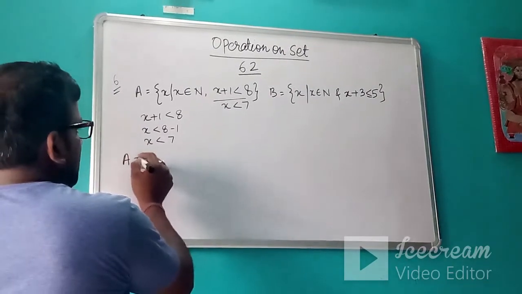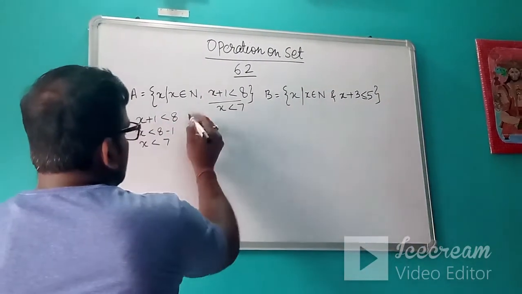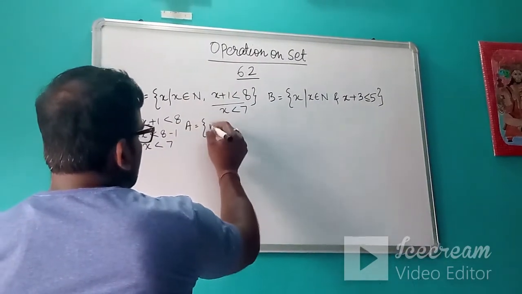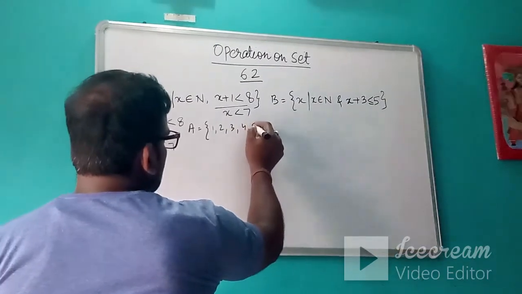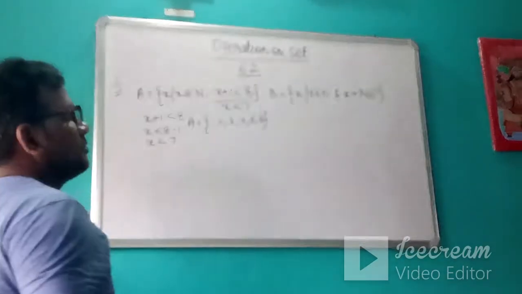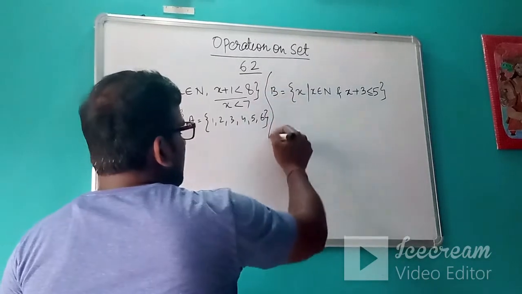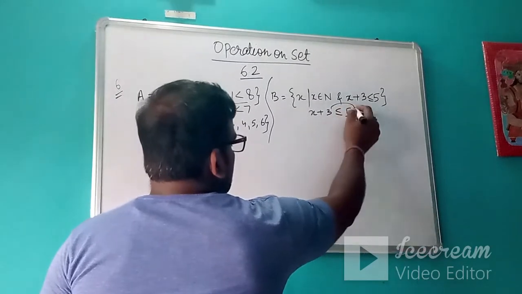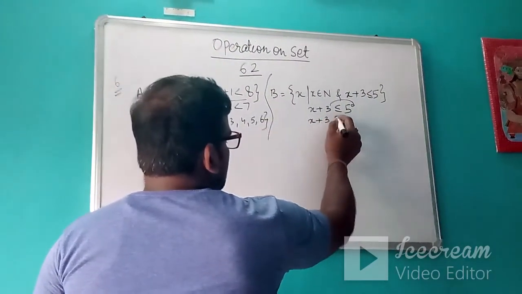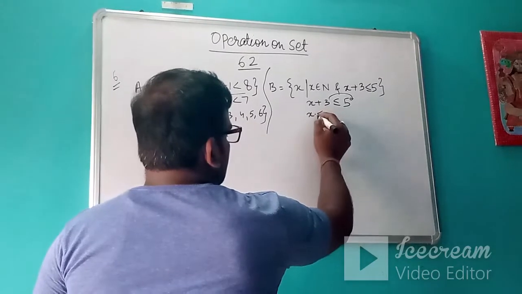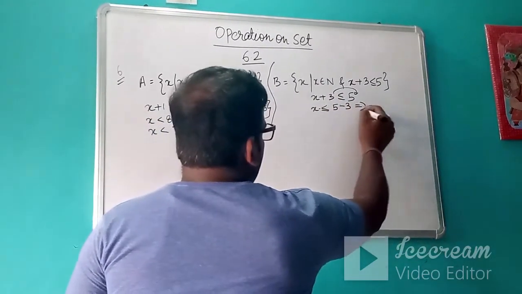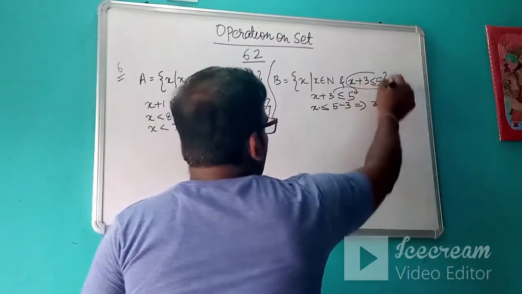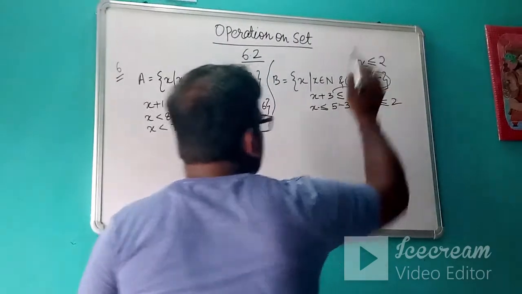So what will be your set A? Set A will be all the natural numbers which are less than 7, that is 1, 2, 3, 4, 5 and 6. Similarly, now we will calculate this. I will take x plus 3 less than or equal to 5. This 3 will come here, so x is less than or equal to 5 minus 3. That means x is less than or equal to 2.